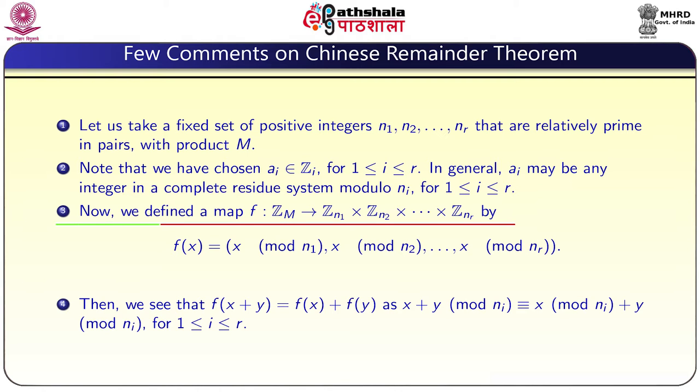Now, we define a map f from Zm to Zn1 cross Zn2 and so on cross Znr by f of x as x modulo n1, x modulo n2 and so on, x modulo nr. It is easy to see that x modulo n1 is an element in Zn1, x modulo n2 is an element in Zn2. So, this mapping is well defined. Then we see that f of x plus y is equal to f of x plus f of y, as x plus y modulo ni is equal to x modulo ni plus y modulo ni.